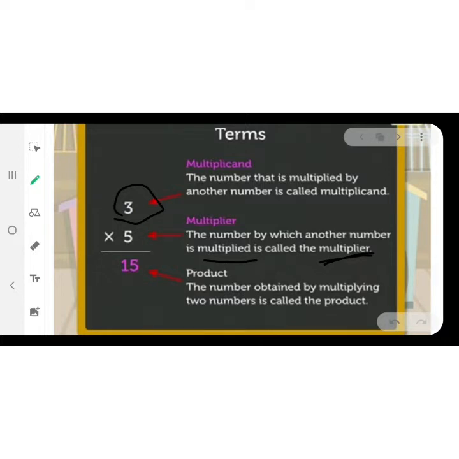And after multiplying, as you can see, 3 into 5 is here, so 5 3s are 15. So this answer, whatever you are getting, is also known as product. So the number which is obtained by multiplying two numbers is called the product. So 3 different terms are there in multiplication. One is multiplicand, then multiplier and product.